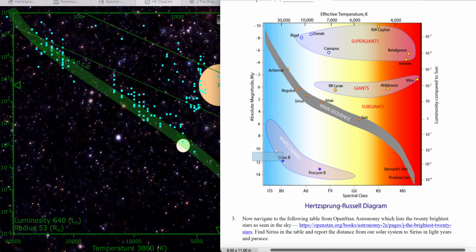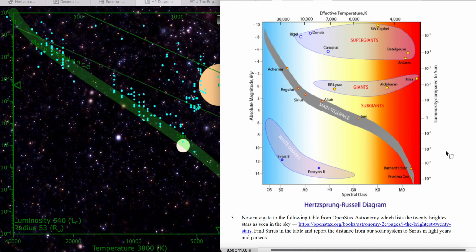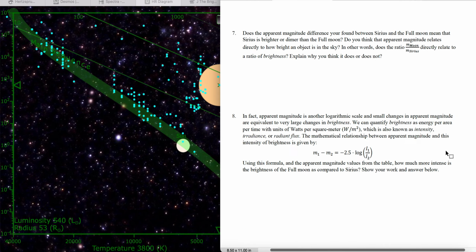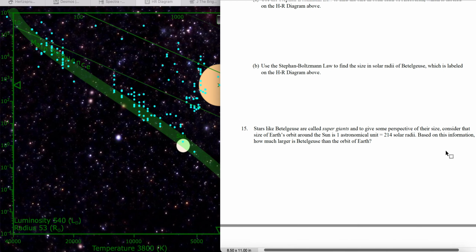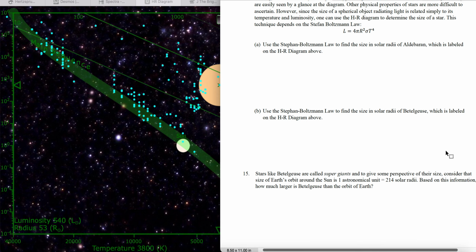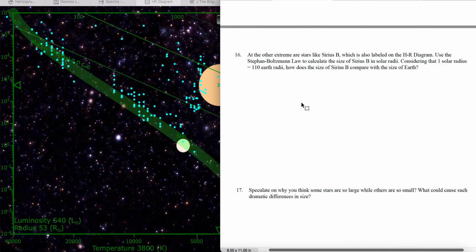Same sort of thing. You're going to find its luminosity over here, and then find its temperature up here. So using those two axes, the top horizontal and rightmost vertical, do the same calculation like you did for Aldebaran and Betelgeuse. Then find out how big Sirius B is, and it's going to be small. And then compare it to the size of the Earth using another similar conversion, this one solar radius to Earth radii, instead of to astronomical units.